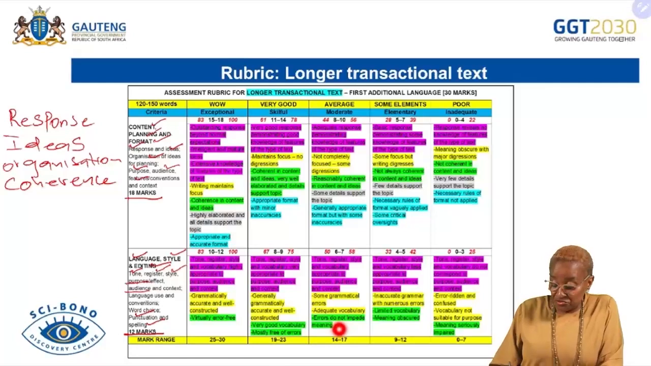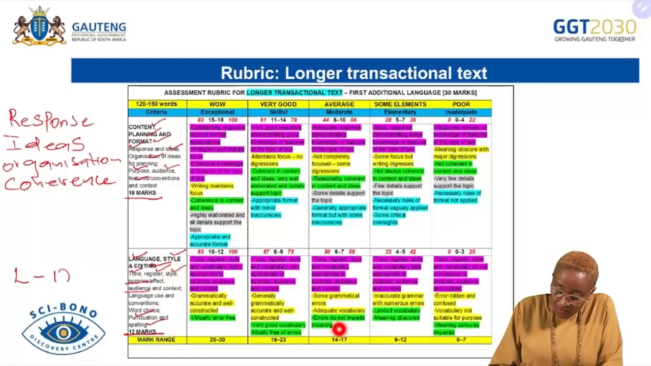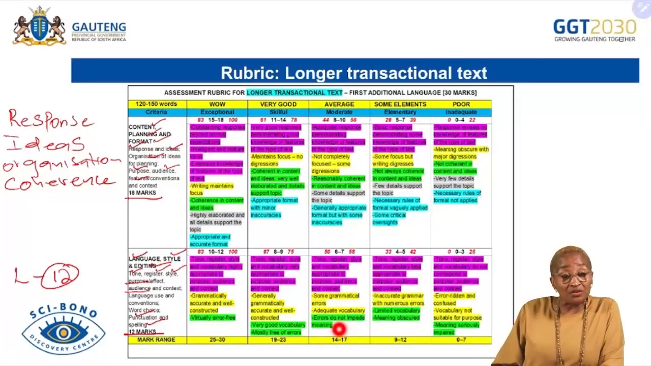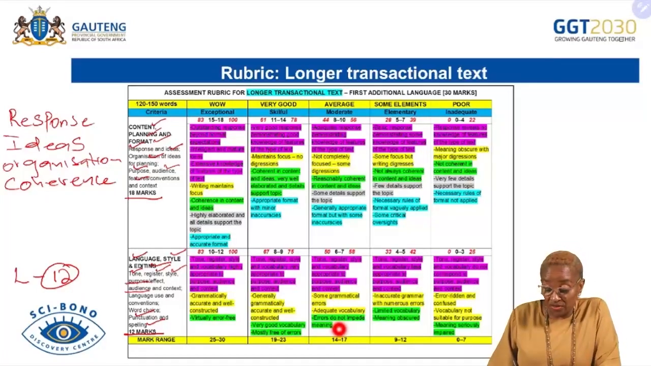So next time when you see language and you see 12, you must understand how you arrived at this 12, which is a total, by the way. It means you would have met all the required descriptors in our language column there. Okay.